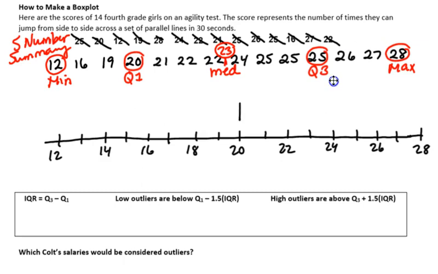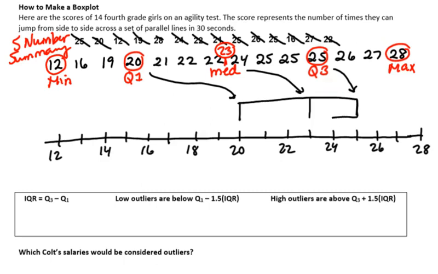So one at 20, one at 23, and one at 25. Okay, so here's Q3, here's the median, here is Q1. This is the center of the box plot. Notice that this encompasses the middle 50% of the data in this box. Now I need to add the whiskers that stick out for the 12 and the 28. However, I have to first determine if any of these numbers are outliers.